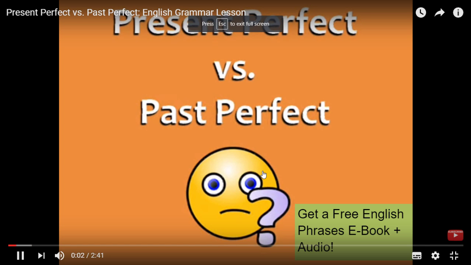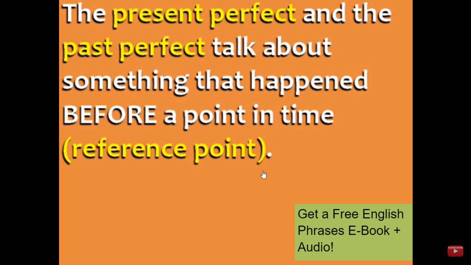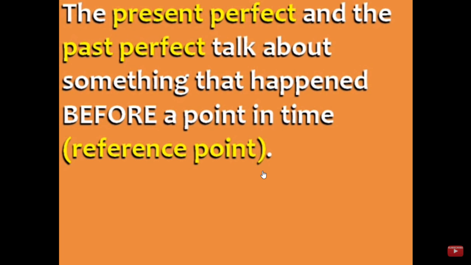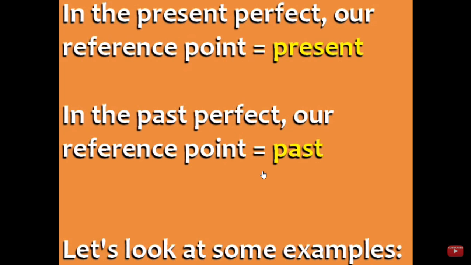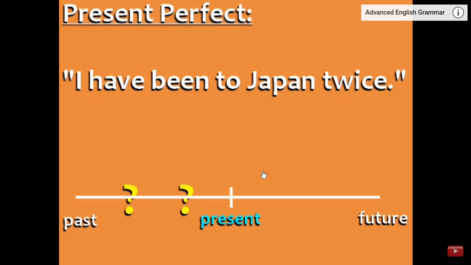Present perfect versus past perfect from espressoenglish.net. Both the present perfect and the past perfect talk about something that happened before a point in time, called the reference point. In the present perfect, our reference point is the present, and in the past perfect, our reference point is in the past. Let's look at some examples. Present perfect. I have been to Japan twice. You can see that our reference point is the present, and the 2 trips to Japan are in the past. We don't know exactly when, but they happened before the reference point, before the present.